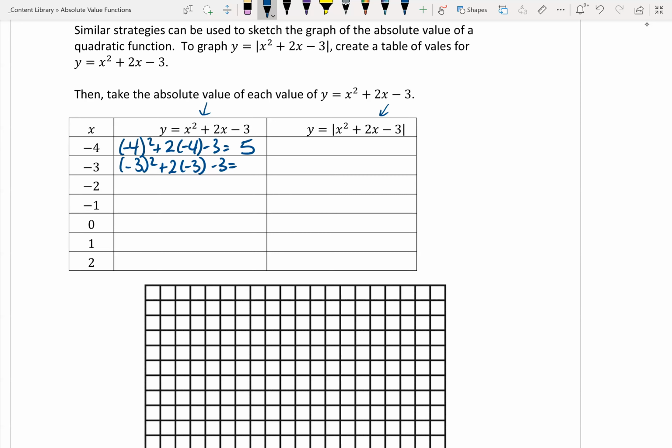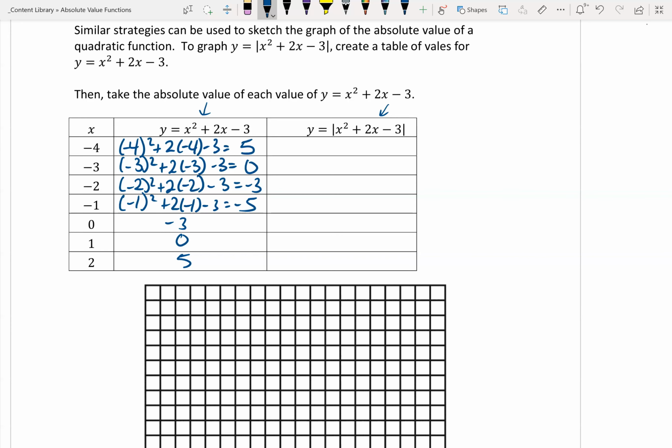That's 9 minus 6 minus 3, which is 0. We get 4 minus 3, which is minus 3. This is negative 5, and then I'm just going to write in what those y values would be if you were to plug in those x values.